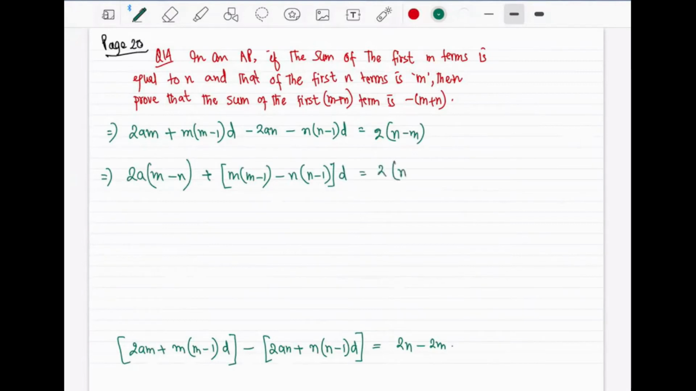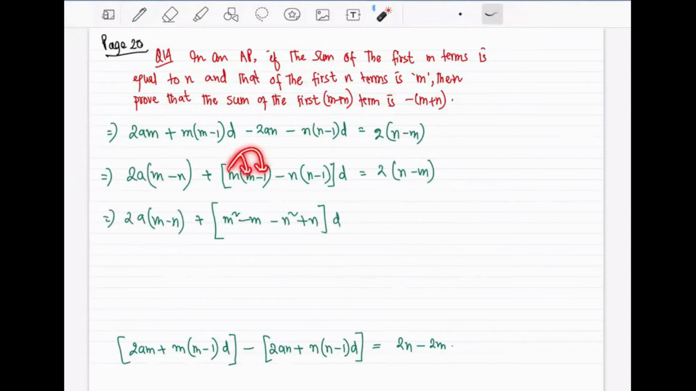Okay, right hand side, there is no change. Twice a, m minus n. We are trying to take out m minus n as common factor from all the terms. Okay, so let's open this bracket. We will have m square minus m minus n square plus n, d. We're just opening the first bracket by multiplication, multiply this and this, this and this. So we have a sign multiplication here, minus and minus. That's why there is a plus sign here also.